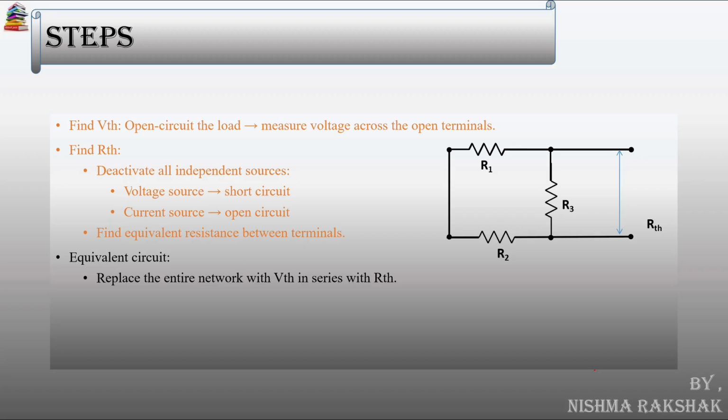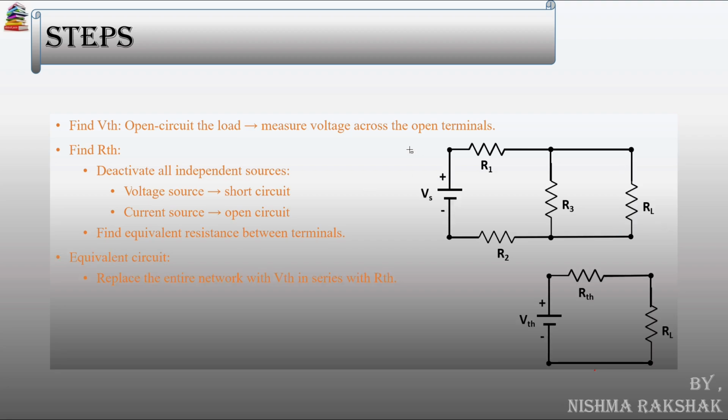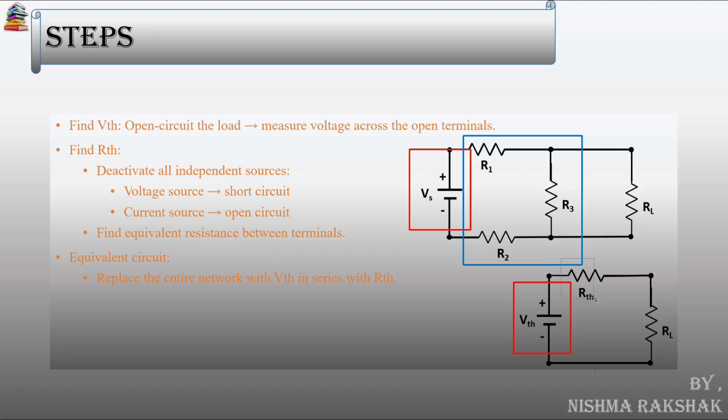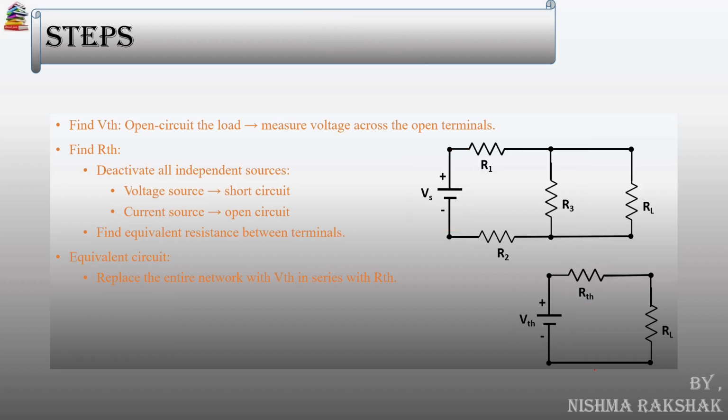Step 3. Draw the Thevenin equivalent circuit. Replace the entire network by a single voltage source VTH in series with a single resistance RTH and connect the load resistor RL to this. So it is simplified. Using this reduced form, you can easily find the load current or power without having to solve large circuit equations each time. That's the power of Thevenin's theorem.